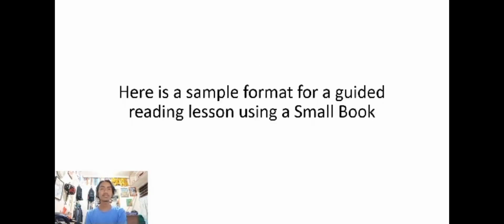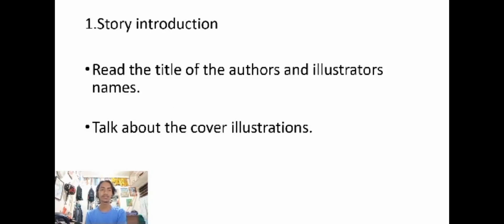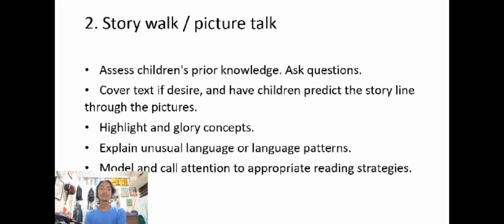Here is a sample format for a guided reading lesson using a small book. Number 1, Story Introduction. Read the title, the author's and illustrator's names. Talk about the cover illustrations. Number 2, Story Walk or Picture Walk. Assess children's prior knowledge or ask questions. Cover text if desired and have children predict the storyline through the pictures. Highlight key concepts. Explain unusual language or language patterns. Model and call attention to appropriate reading strategies.